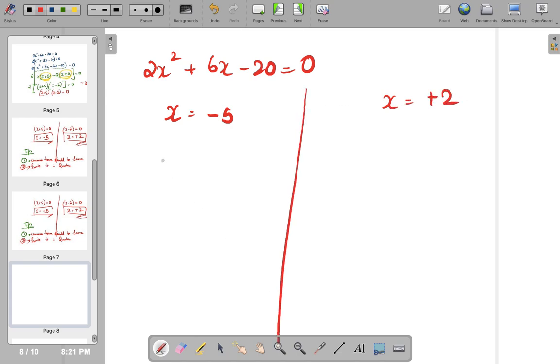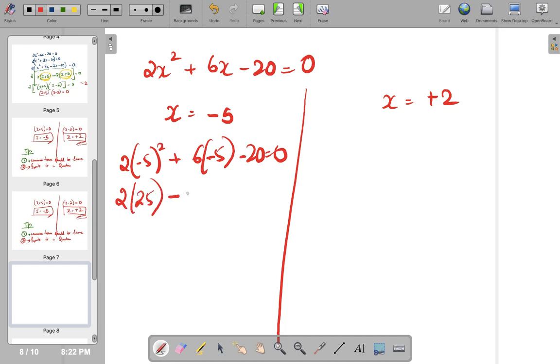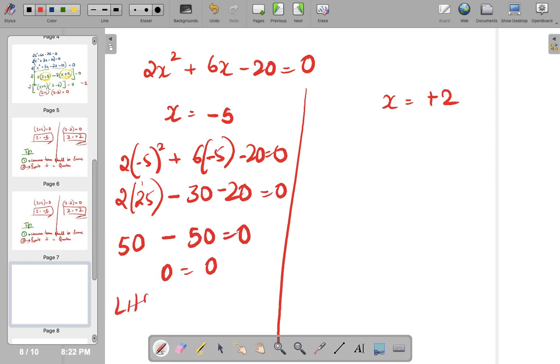Let's equate it now. 2 times minus 5 whole square plus 6 times minus 5 minus 20 equal to 0. 5 times 5 is 25, minus 5 times 6 is 30, minus 20 equal to 0. What is 25 times 2? 50 minus 50 equal to 0. So when you get LHS equal to RHS, whatever the solution you have got here, that's correct. That is one of the solutions for the given equation.